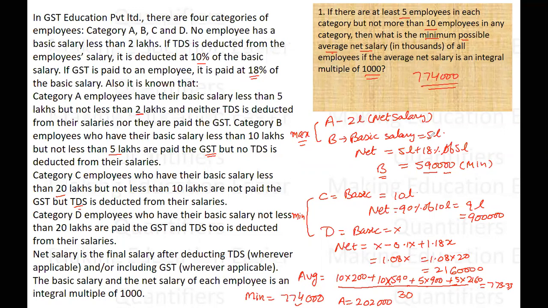So the answer to this question is 7,74,000. This is the minimum salary, right? Because it has to be converted into a multiple of 1000. So that's why we cannot take it as 773.33. 773.33 basically means this much thousands. Because I told you that because of the space constraint, I'm not writing the full values. It can be converted into this if you take this salary as 2,02,000.